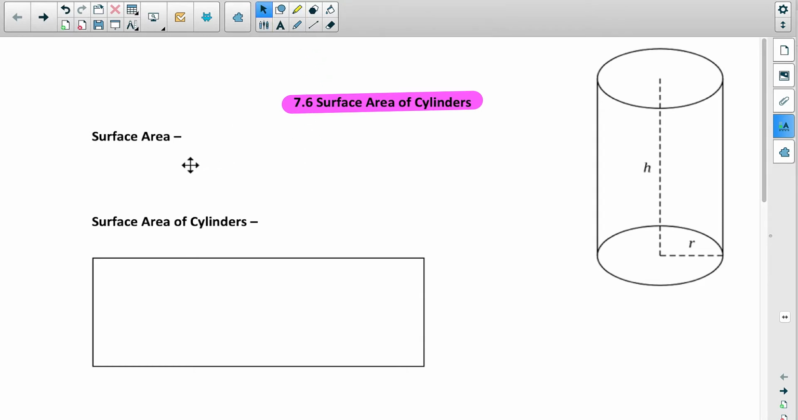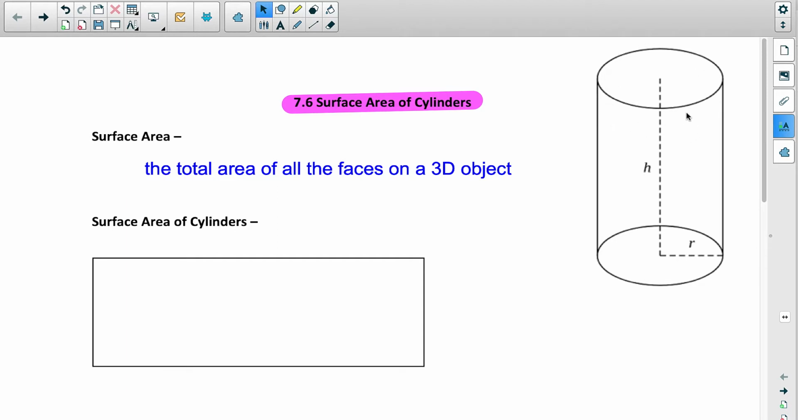So, surface area, we started last time. Just a quick reminder of what it is. It's the total area of all the faces on a 3D object. And last time we looked at prisms. What did we look at? We looked at cubes and some triangular prisms, rectangular prisms. Today we're just going to look at cylinders.